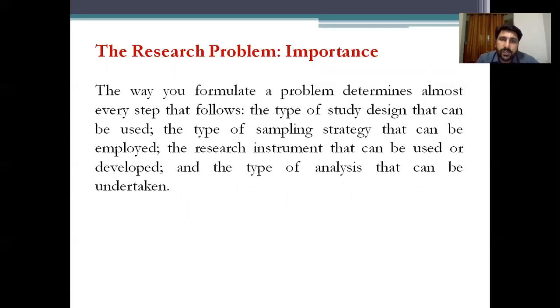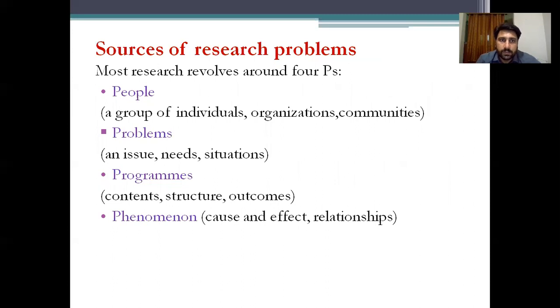The way you formulate a research problem determines almost every step that follows: the type of study design that can be used, the type of sampling strategy that can be employed, the research instrument that can be used or developed, and the type of analysis that can be undertaken. In most research, it revolves around four P's. These are the people, problems, programs, and phenomena.